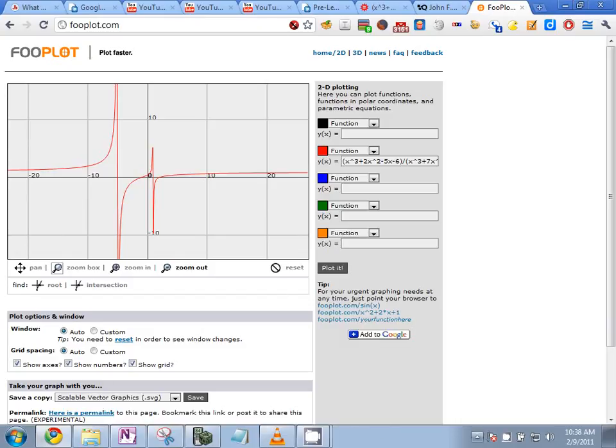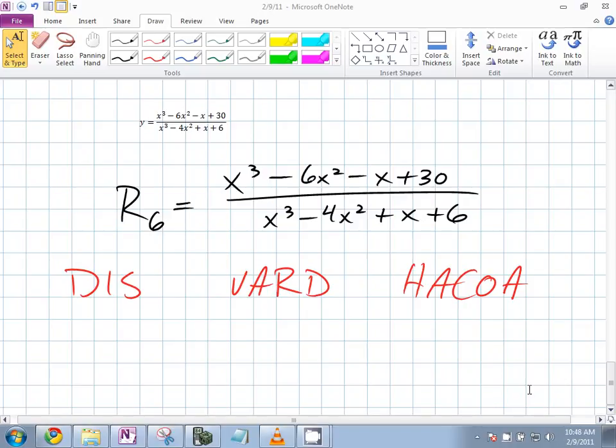All right. Can you tell me the domain? X such that X does not equal 2, 3, or what? Negative 1. Excellent.